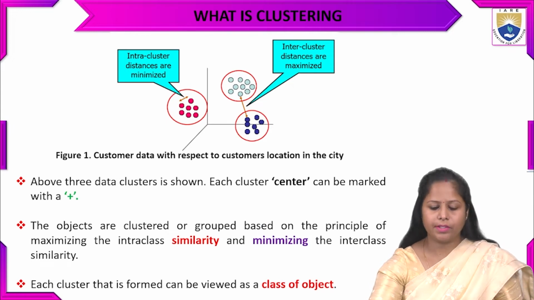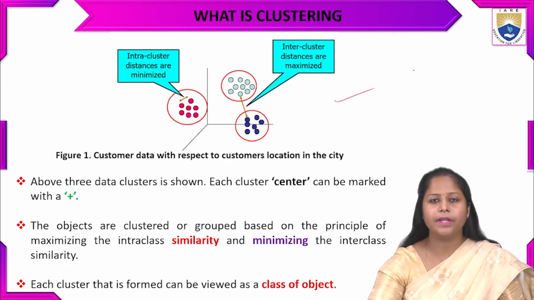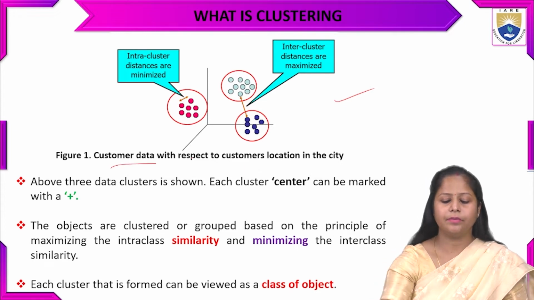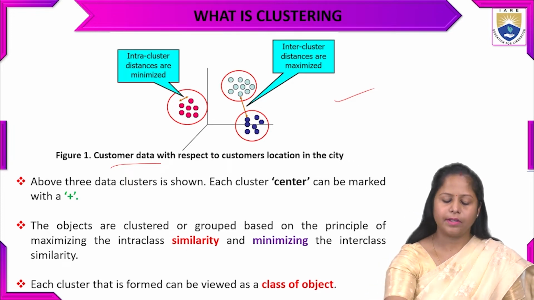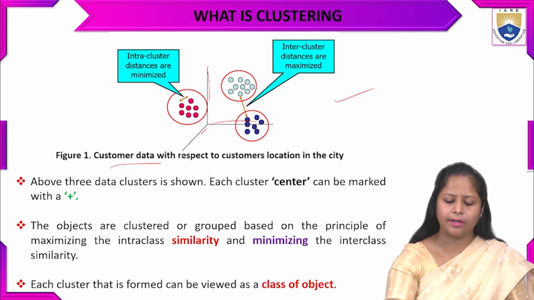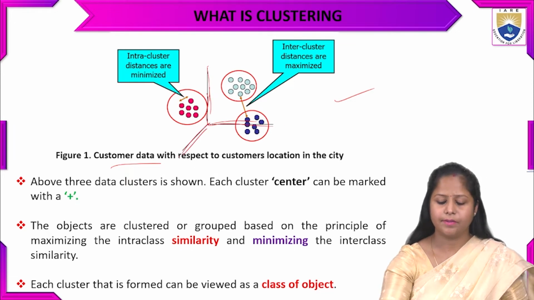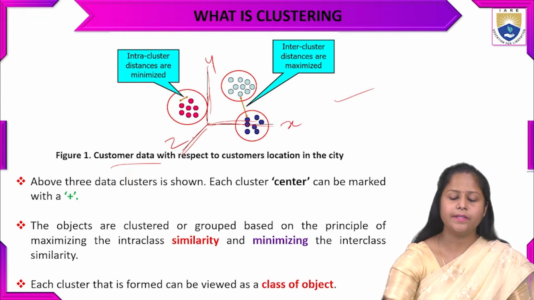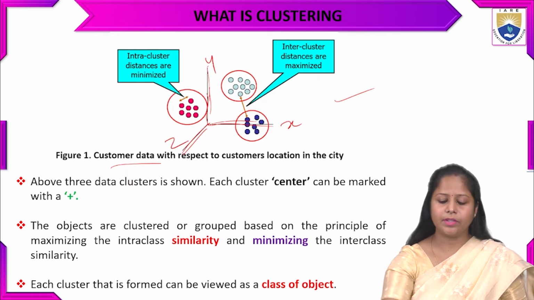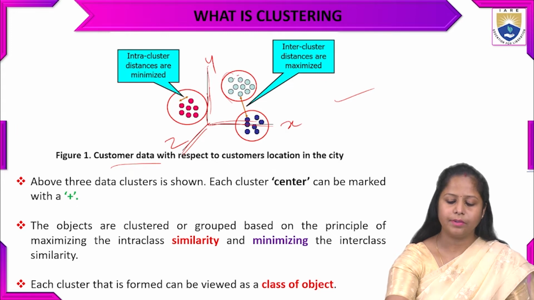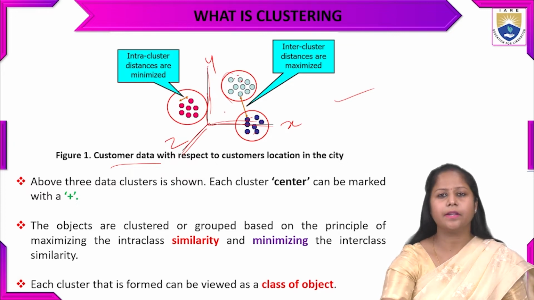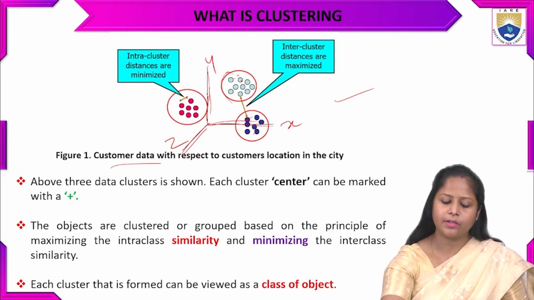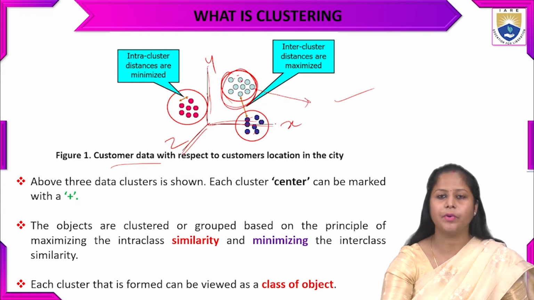So in this example graph, we have customer data with respect to customer location in the city. Here we can see the x-axis, y-axis, and z-axis. We have three types of items gathered in three places. That is what is called a cluster. That is one cluster, that is the second cluster, that is the third cluster.